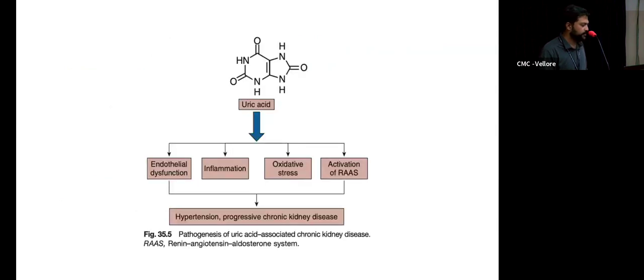So in the pathogenesis, we can see that uric acid has a pro-oxidant phenotype. It can cause endothelial dysfunction, inflammation, oxidative stress, and activation of RAS. All of this eventually ends up in hypertension and progressive renal disease.